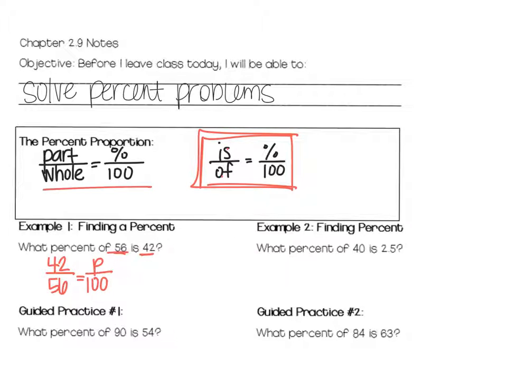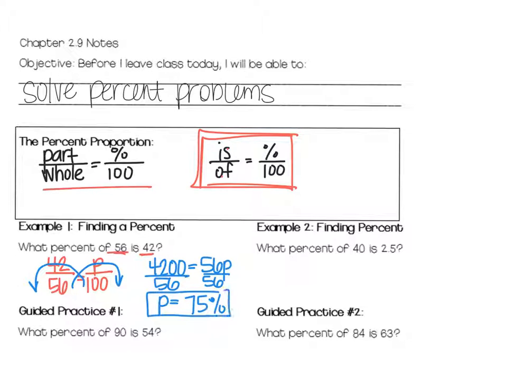The way you solve a proportion is to do cross products. So we'll do 4200 equals 56p. Divide both sides by 56, and your percent is 75. Therefore, your answer is 42 is 75% of 56. There's also the part over whole that you can use. 42 is the part, 56 is the whole number.